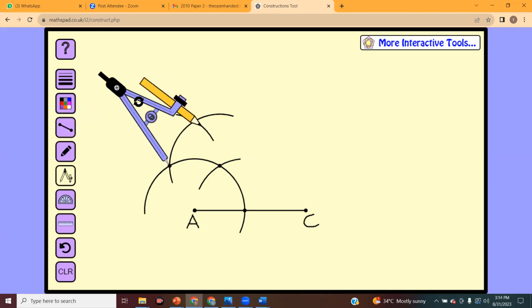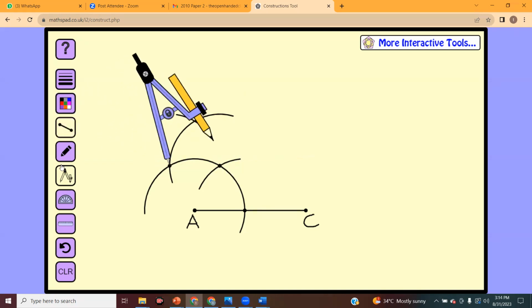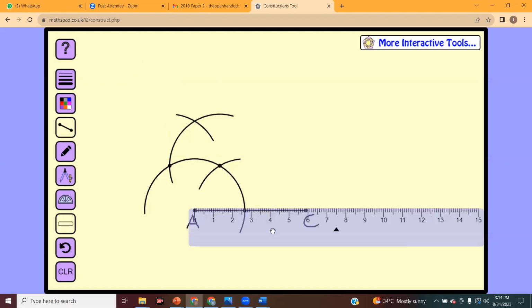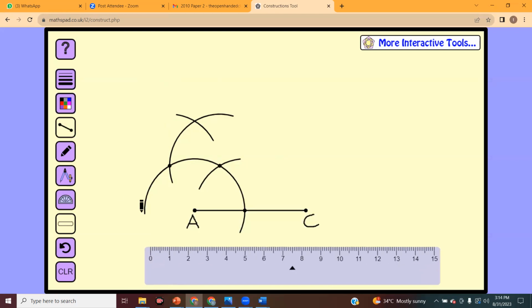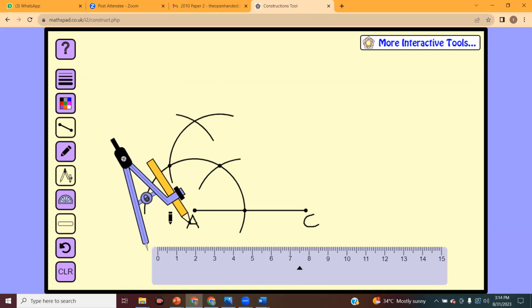All right, now that I've done this, I'm almost done with the constructing. What I have to ensure is that the line that I draw has to be 8 centimeters. And so remember the question said it has to be 8 centimeters. So we have to make sure that it's 8 centimeters. And so let's do that.